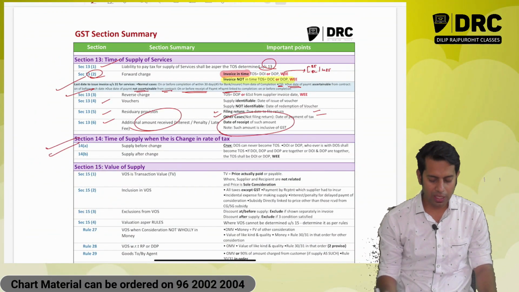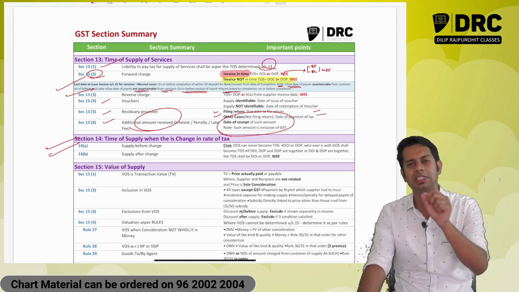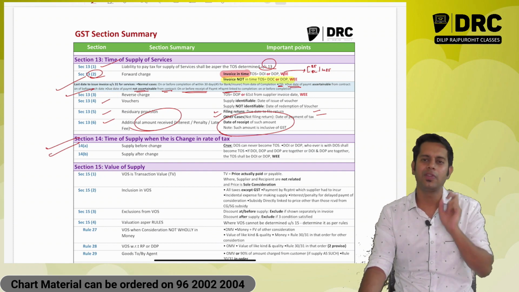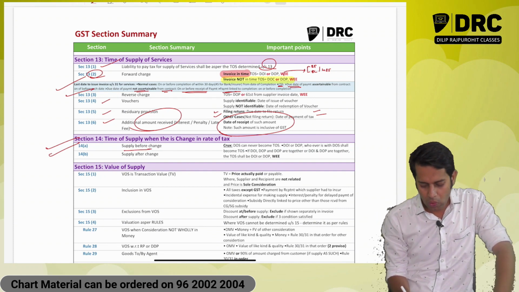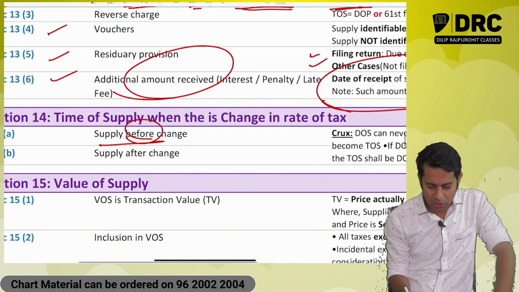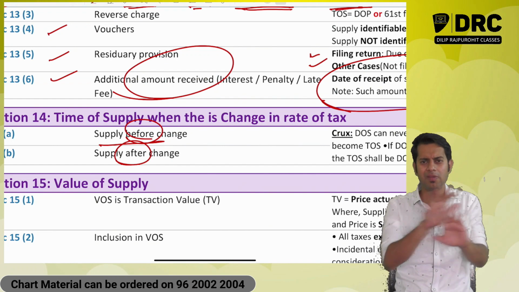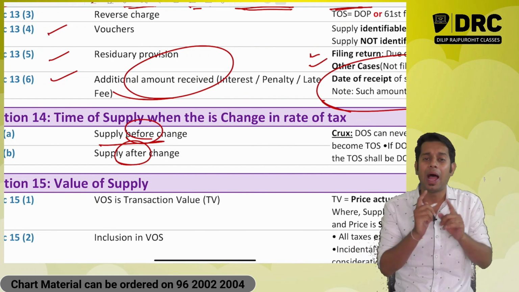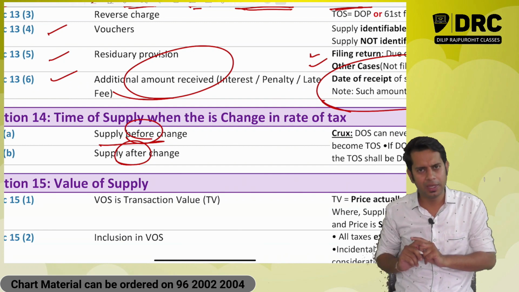Then section 14 is applicable for determination of time of supply whenever there is a change in rate of tax. Whenever there is a change in rate of taxes, then two possibilities are there. Supply is made before change or supply is made after change. I'll just tell you the crux. The date of supply will never become time of supply. Then who will become? Either the date of payment or the date of invoice will become the time of supply.